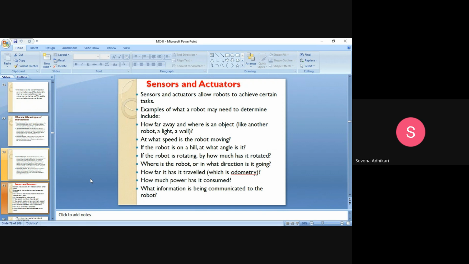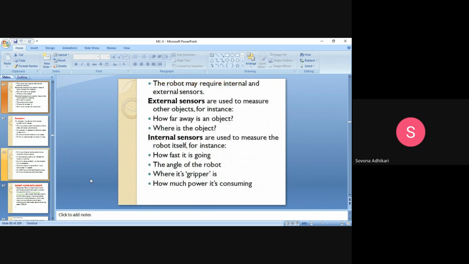So when the robot moves, if an obstacle comes, it senses that there is an obstacle so that it may change its direction. So the robot may require internal and external sensors. They use external sensors and internal sensors.